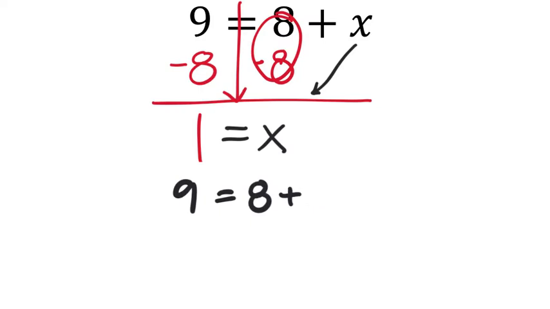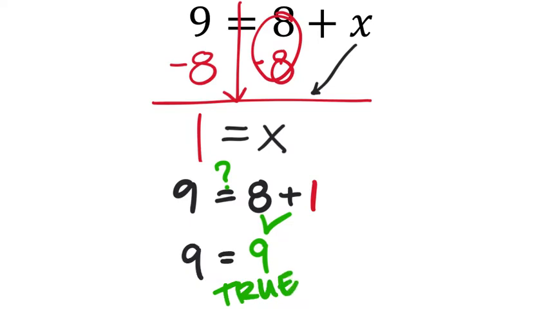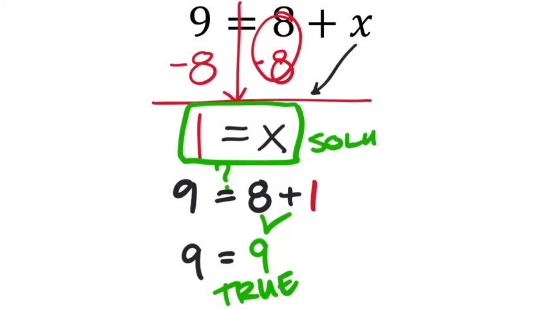It should be true. So if I take that x in the original equation and replace it with the 1 that I found, I'm going to check for truthfulness. So I put a question mark over the equal sign just to make sure that it will be true. And I can see here 8 plus 1 does actually equal 9. And last time I checked, and it should always be this way, 9 equals 9 is a true statement. So now I know that I have found the solution. I can box this in and call it my solution, because when I replaced the x with 1, it made a true statement.